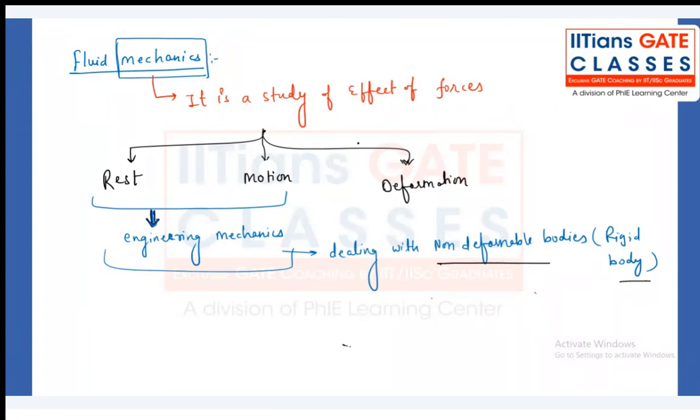Now, in engineering mechanics, has it already started, right? Engineering mechanics has already started, right?